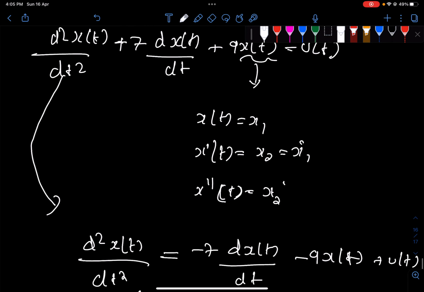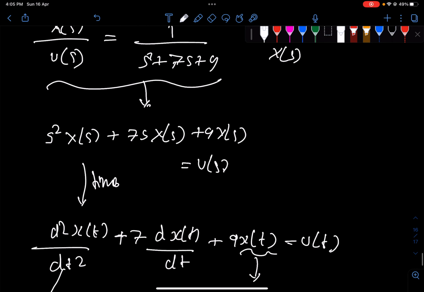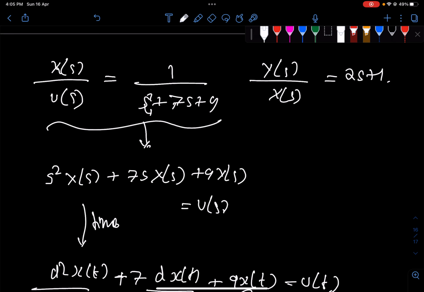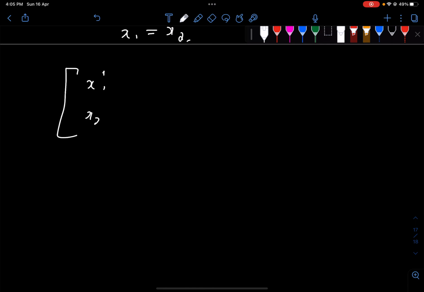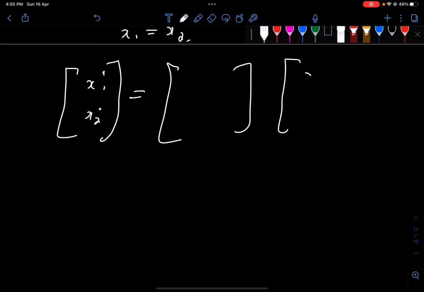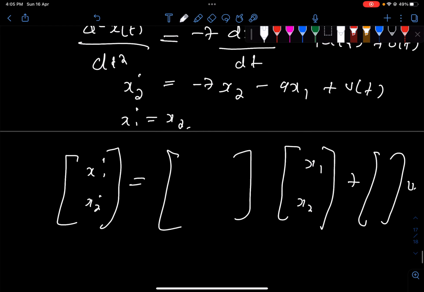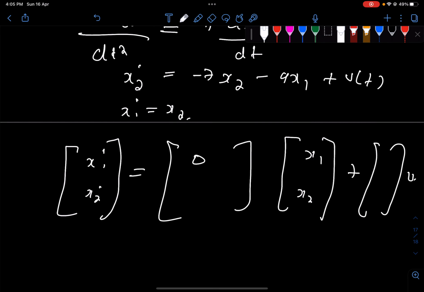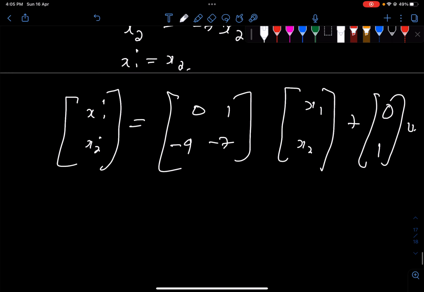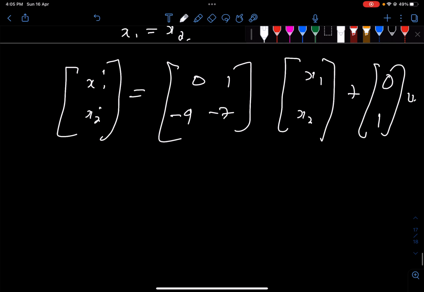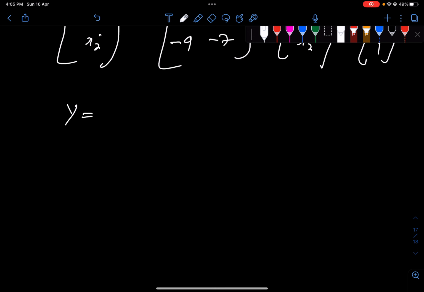So how many variables are there, or what is the order of the matrix? From here we know that the denominator's highest power is 2, so it is a 2 by 2 matrix, and we only have two variables, x1 dot and x2 dot. That will look like a matrix multiplied by x1 x2 plus some matrix multiplied by u. So what is that? x1 dot is just x2, so it is 0 1, right? And nothing is there with u. x2 dot is minus 9 times x1 minus 7 times x2 plus 1 times u, right? And what is the y matrix? Y is just, what is the output?